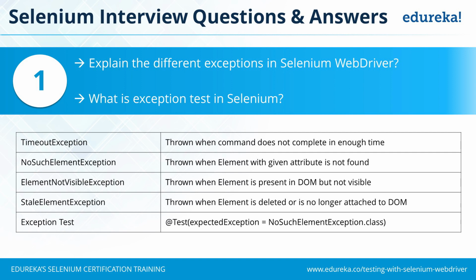For instance, I run a test and I know that the element which I'm trying to find is not available on the currently loaded page. So you expect that it should throw a no such element exception. So the format is @Test expected exception is equal to NoSuchElementException.class. Whatever exception you expect over here, you should append .class after that. So that's the standard format and the way in which the exception is to be stated.